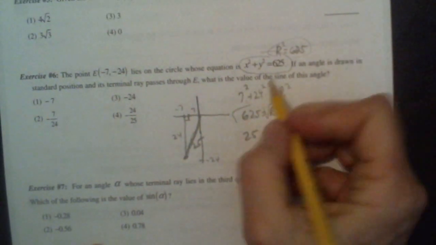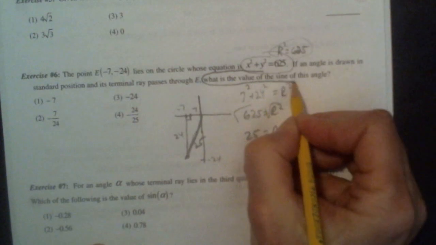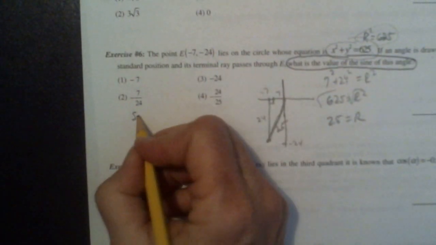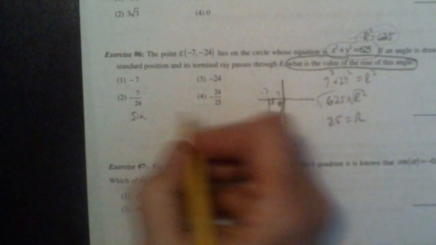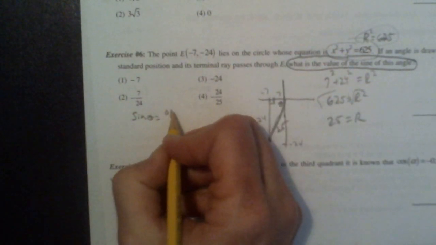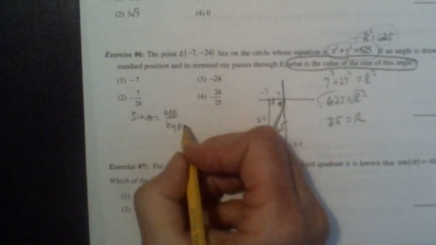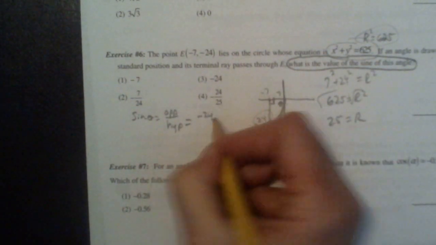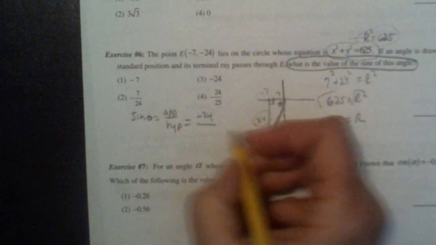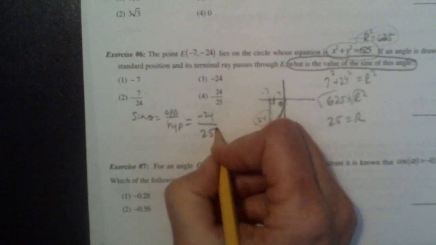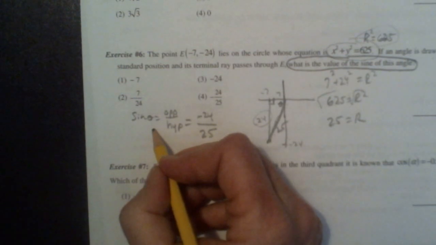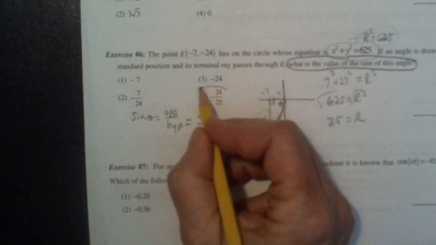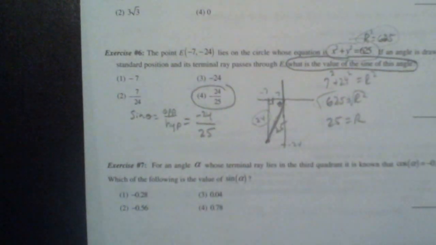And now they say, what is the value, here's the question, what is the value of the sine of theta? Well, sine of this reference angle, theta, is equal to the opposite over hypotenuse. The opposite side is 24, but it's negative because we're going down. The hypotenuse we just figured out was 25. And we're in quadrant 3, so we know that the sine is negative. So it looks like the sine is -24 over 25.